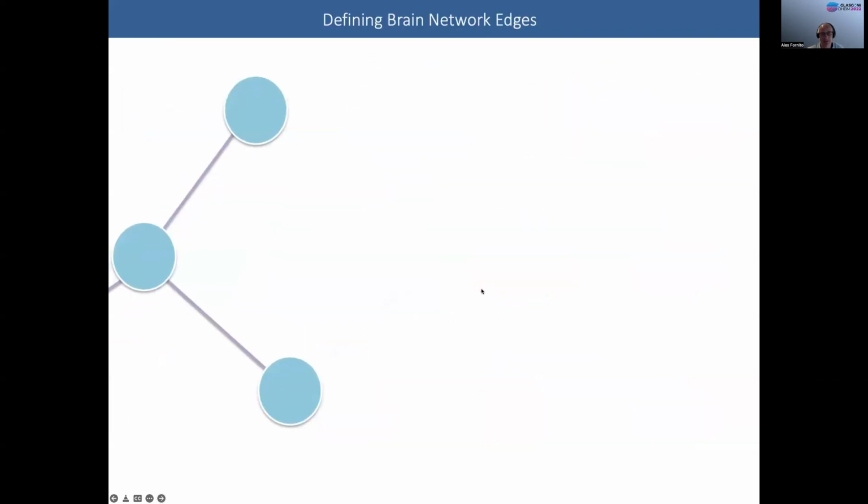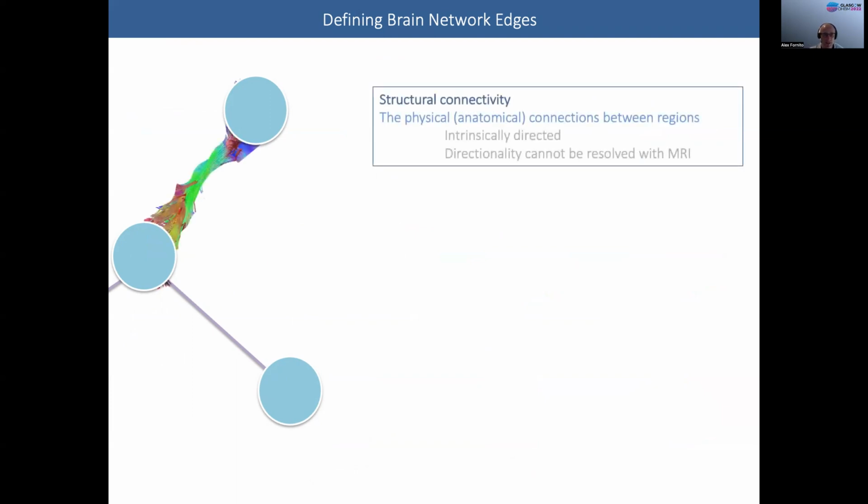So that's the definition of network nodes. Now I'm going to talk about how we define network edges. Really the edges are trying to map connectivity between nodes, and there are three broad classes of connectivity that have been defined in the brain. There's structural connectivity, which is the physical or anatomical connections between brain regions. Now this is intrinsically directed. Each axon has a source and projects to a target, but we can't resolve that directionality with MRI. So the maps that we typically obtain with MRI are undirected, and that's just a limitation of present technologies.